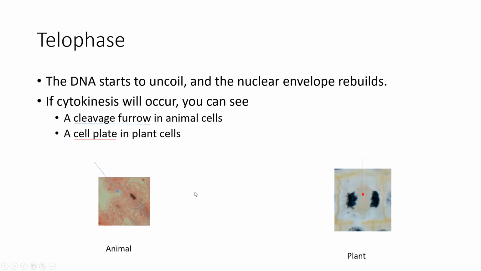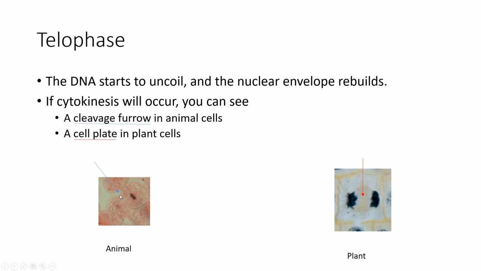During telophase, the nuclear envelope that had disintegrated back in prophase starts to rebuild itself and the DNA starts to unpack back into the chromatin. However, it's really hard to see those two things occurring. And so what we usually tell students to look for is actually cytokinesis, which is division of the cytoplasm. It's easier to see that because there's two distinct things that happen, one in animal cells and one in plant cells.